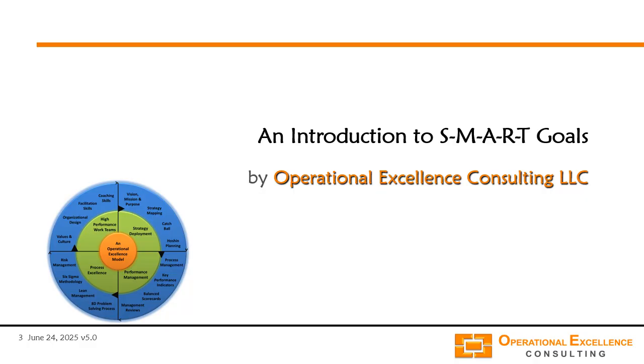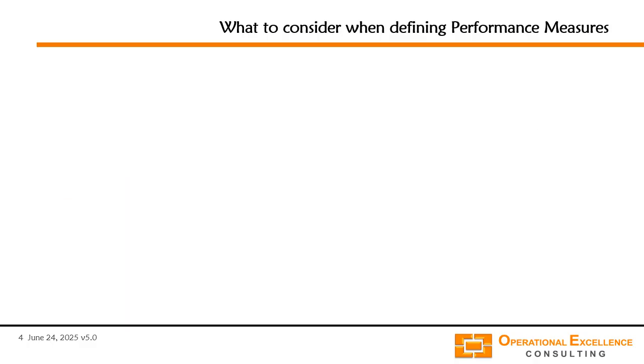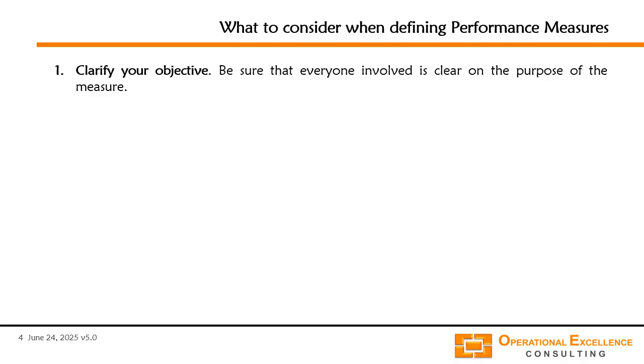Welcome to our short Operational Excellence 101 session about goal setting using SMART goals. When defining performance measures or metrics for our organization, we need to consider the following. First, we need to have a clear objective. That means we need to be sure that everyone involved is clear on the purpose of the specific metric.